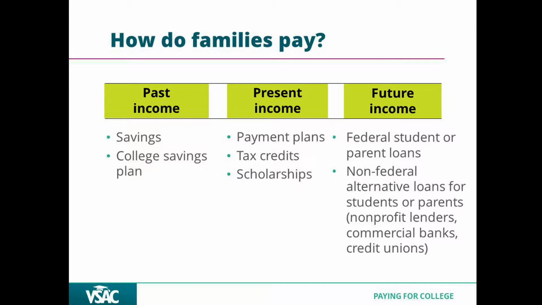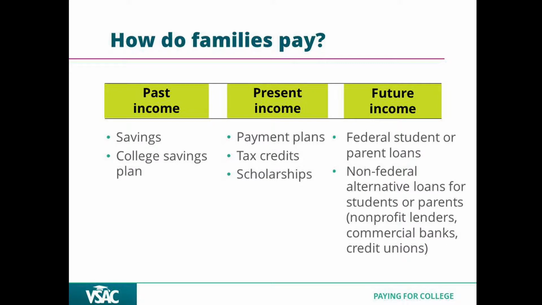Past income would be things like savings that the student or the parents might have, or a college savings plan that's saved for the student either by the parents or by someone else. As a way families can use present income to pay for college, they might use a payment plan where they pay monthly in order to pay off that year's bill. Families can also apply for tax credits if they qualify and use that money to pay for a future semester's costs. Additionally, students can apply for scholarships to help pay.